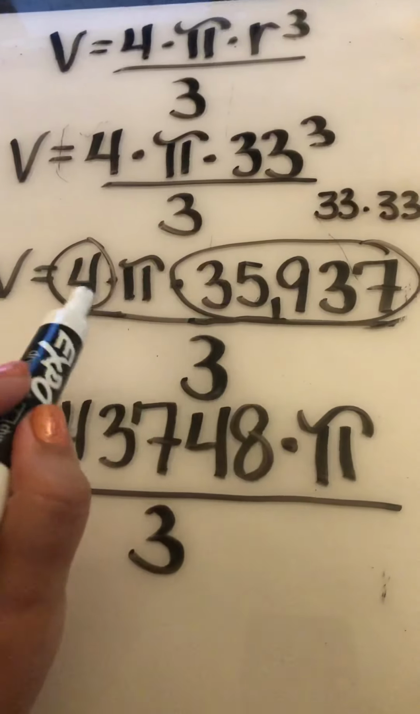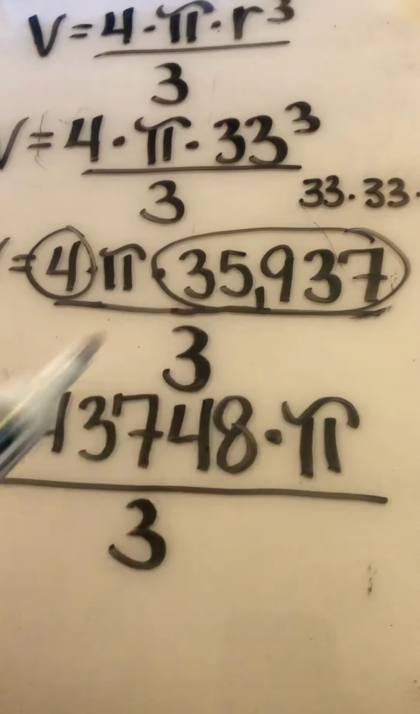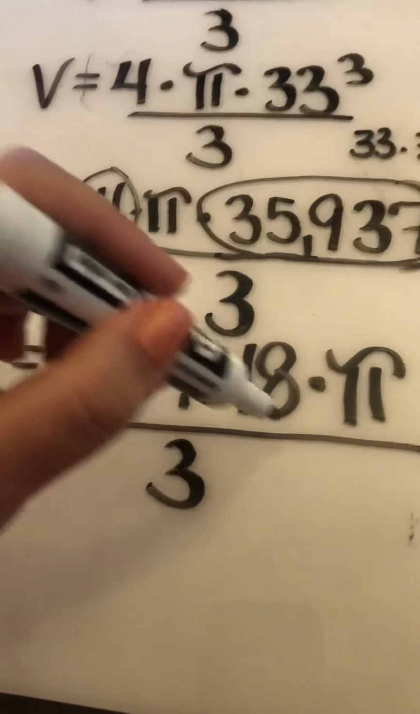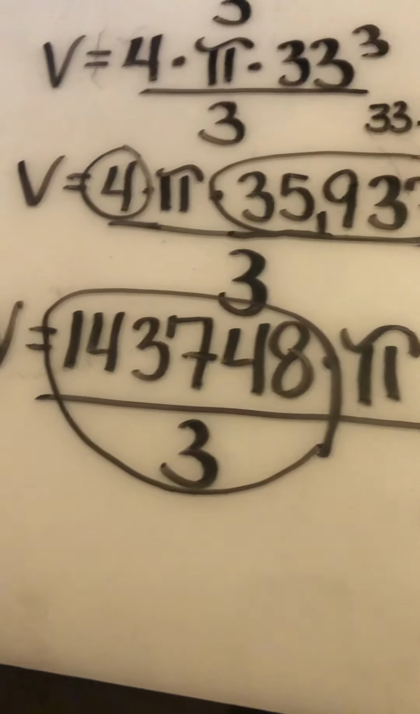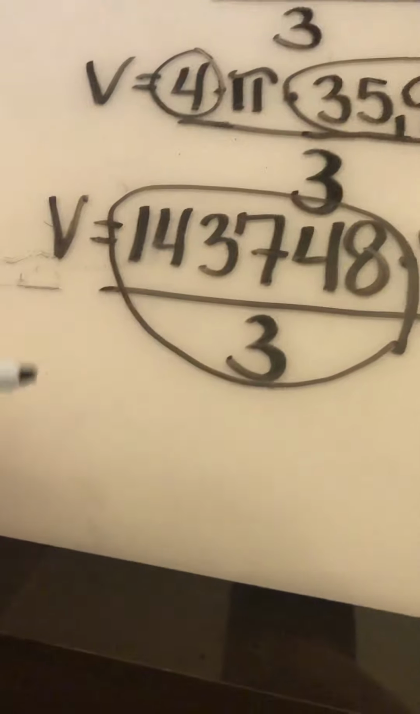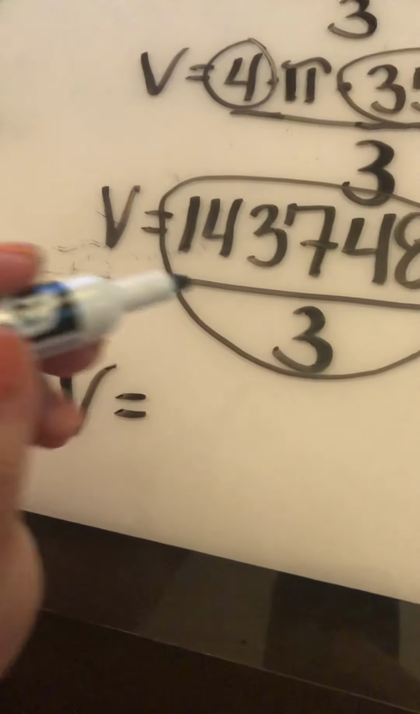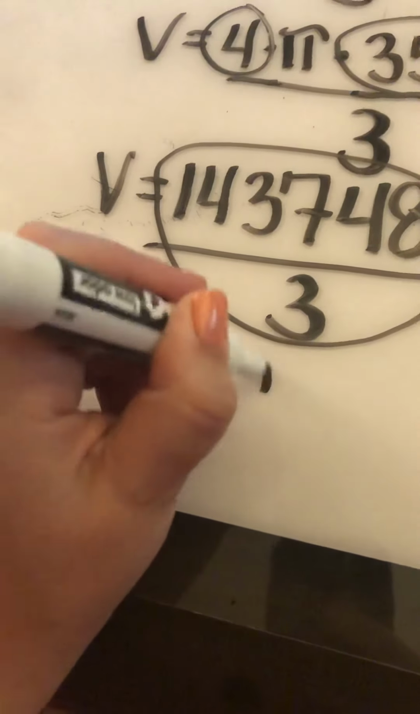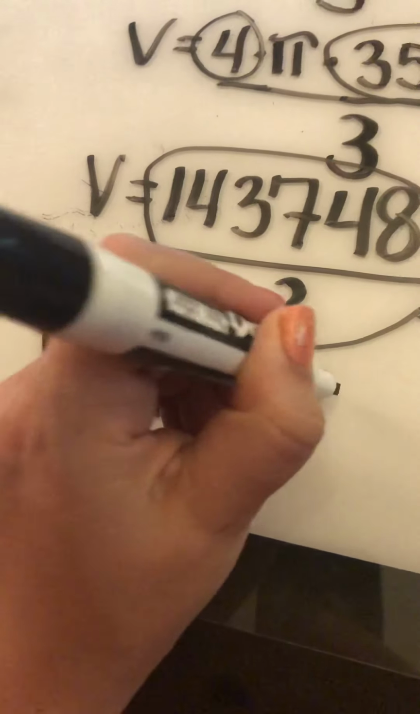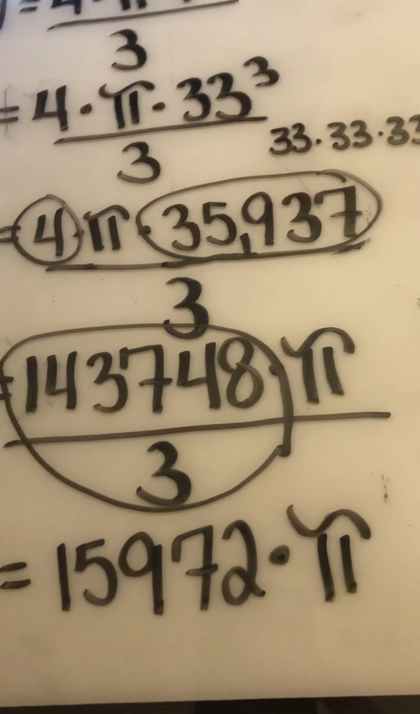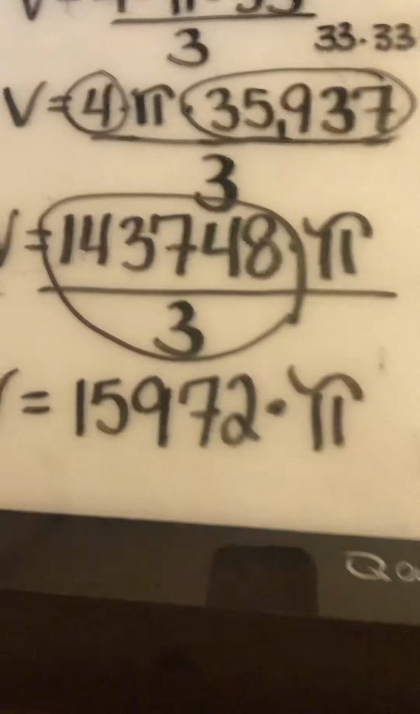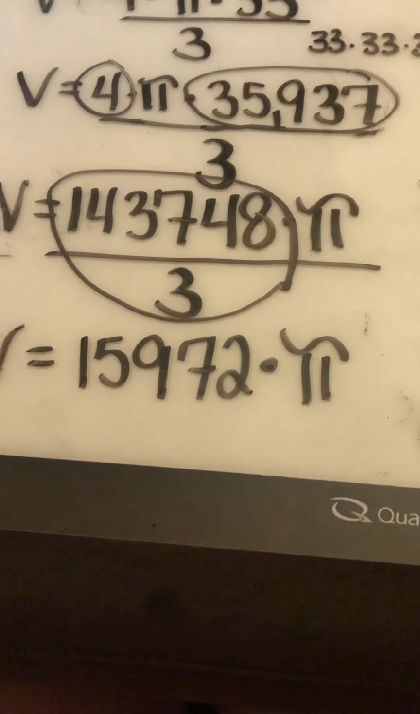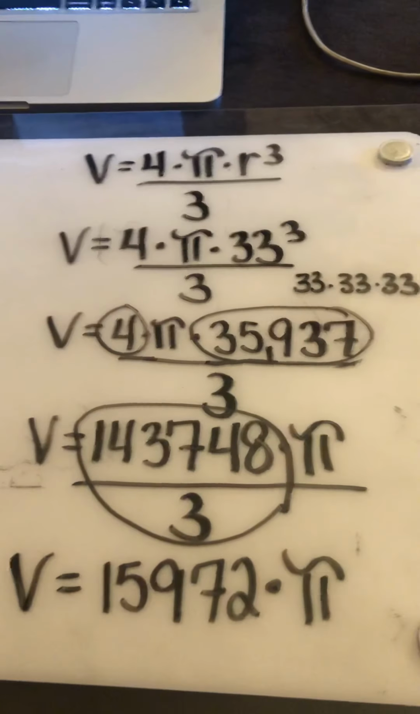So that's like what we did here. We pretended pi wasn't there, and we just multiplied these two numbers, stuck it back on. We're now going to divide these two numbers and stick pi back on after we find that quotient. So when we divide these two numbers, we're going to get a quotient of 15,972 times pi. And the reason why I have you guys leave that pi there is because if the question ever asks you to answer in terms of pi, this would be your final answer. Okay, so sometimes they do, so just be mindful of that.